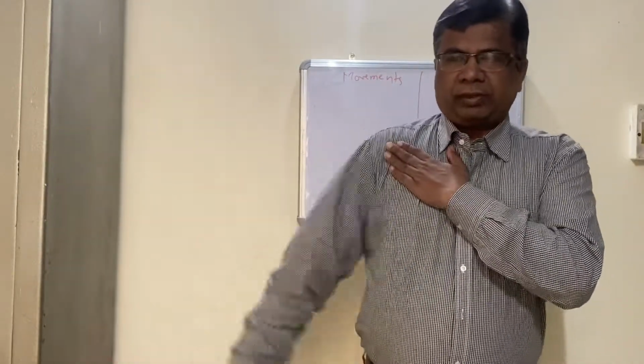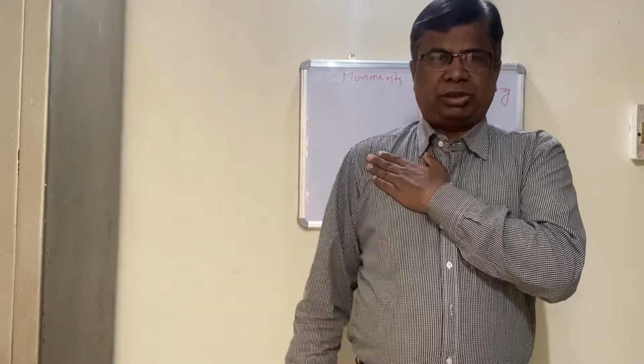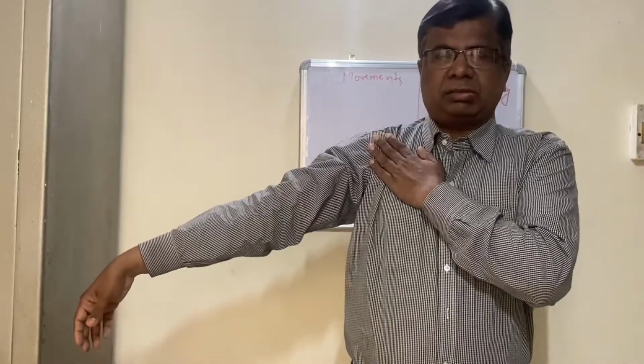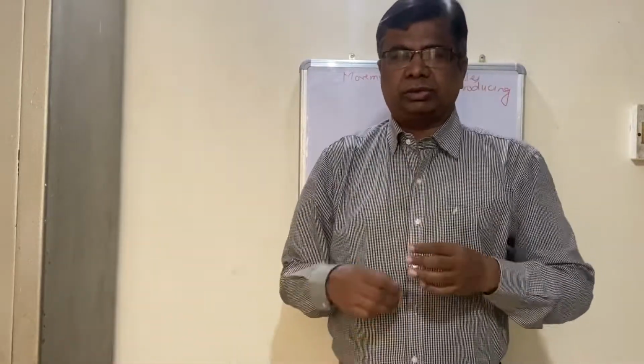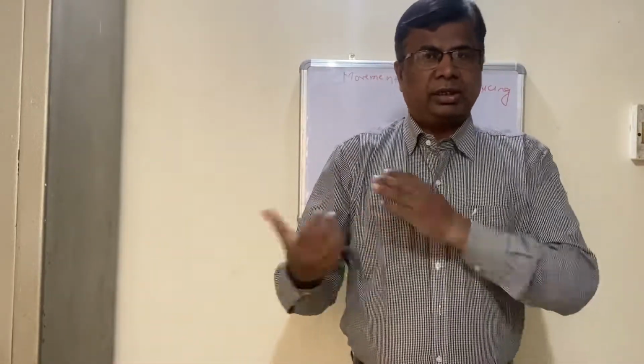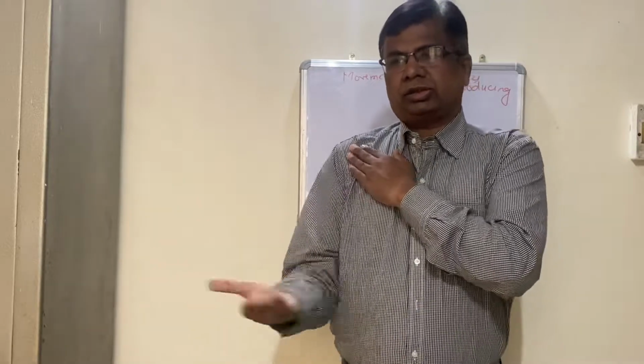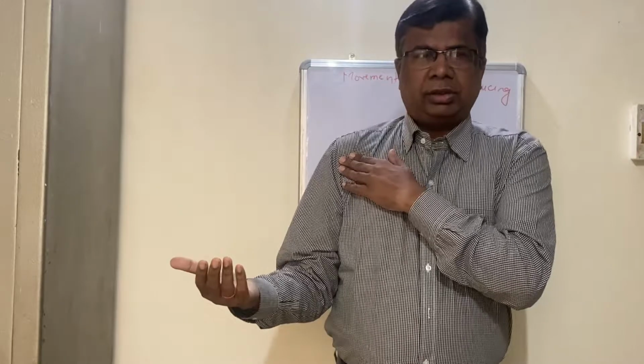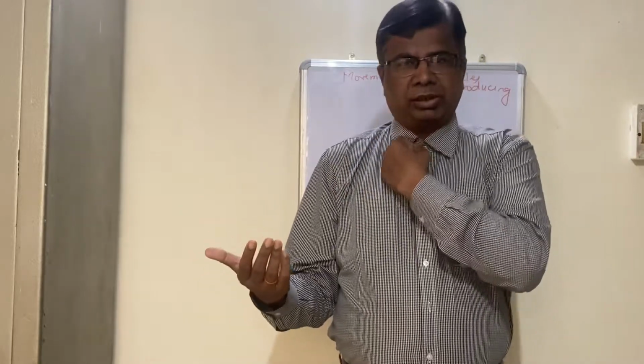Adduction. Adduction is going to be done by pectoralis major. Pectoralis major is an important muscle which is going to do adduction of the shoulder joint. Okay. Then you will have medial rotation. Medial rotation again will be done by pectoralis major, anterior fibers of deltoid, and I think it is subscapularis.